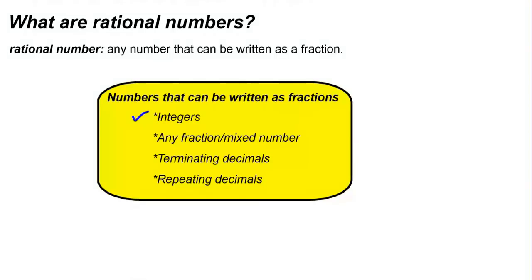So all of the integers that we talked about, those were positive and negative whole numbers and zero. Those are all rational numbers. Any fraction or mixed number is a rational number. Any decimal that terminates or ends, we talked about that in the last lesson, is a rational number. And any repeating decimal is a rational number. We talked about repeating decimals in the last lesson as well. So all of those numbers are rational numbers.